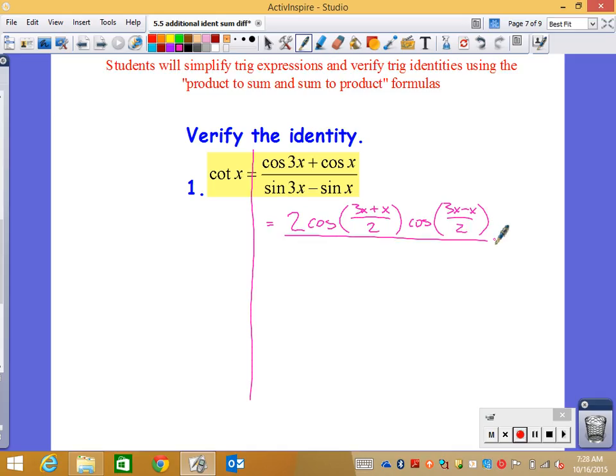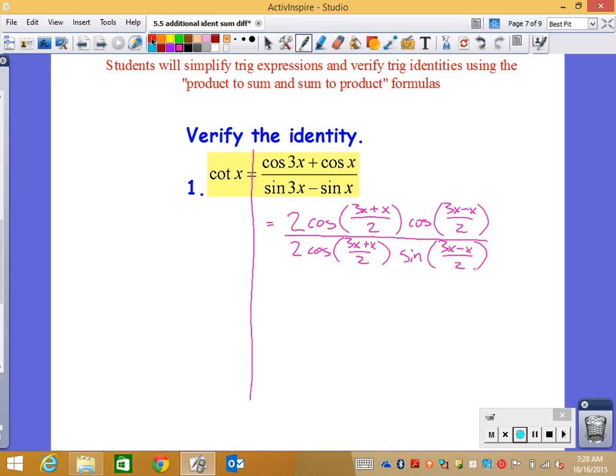Divided by, we have a sine minus a sine. So going back to my formulas, this is 2 times the cosine of alpha plus beta, so (3x plus x) divided by 2, times the sine of alpha minus beta, (3x minus x) divided by 2.